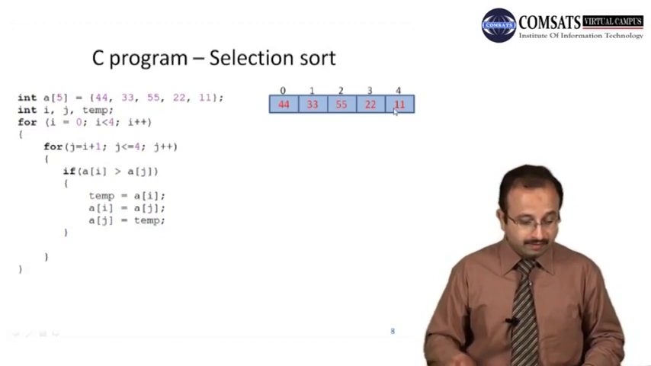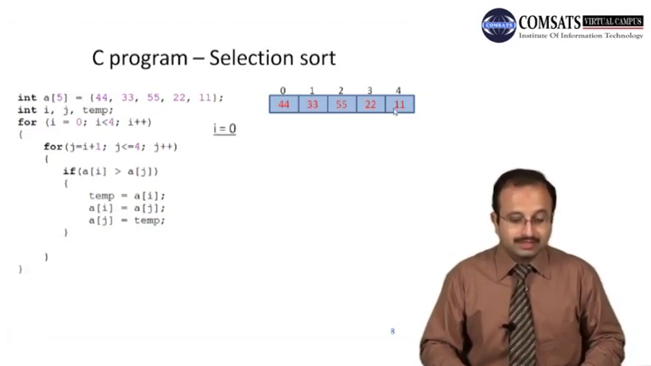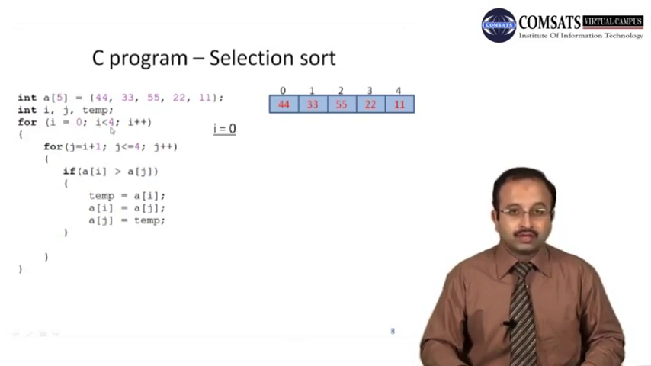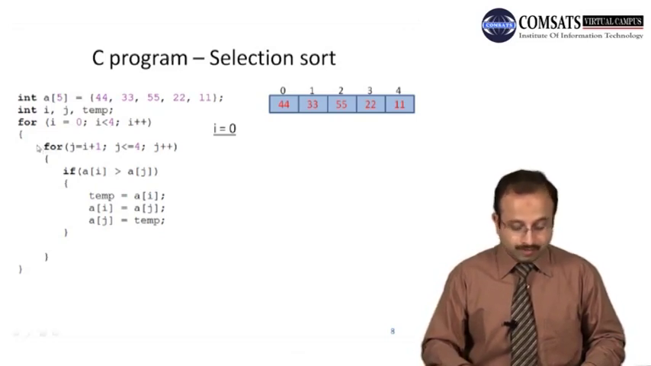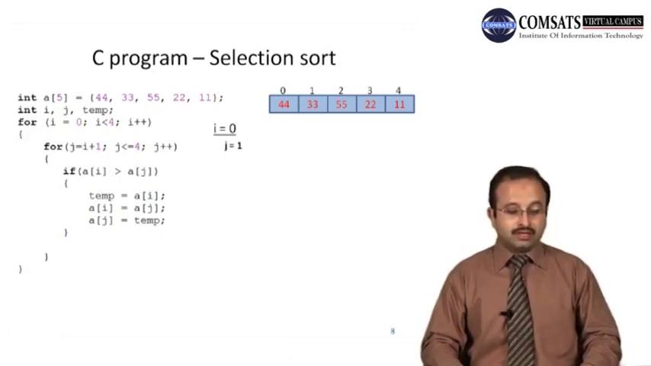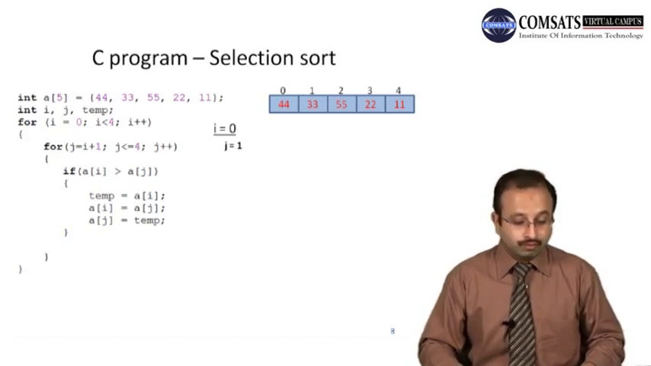So this is the array we have. Now first the value of i is 0, right? So value of i is 0, and the condition is i less than or equal to 4. The condition is true. So it comes inside the loop. The next statement is again the for loop, where you are initializing j with j is equal to i plus 1. That means the value of j is 1. Now you are checking the condition. 1 is less than or equal to 4. Condition is true.